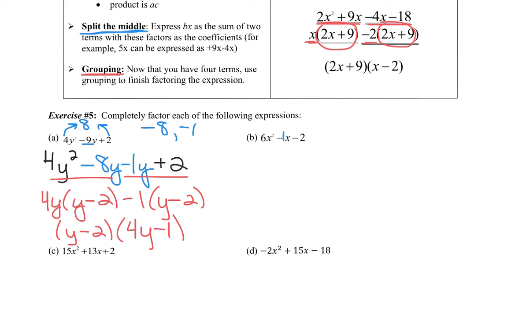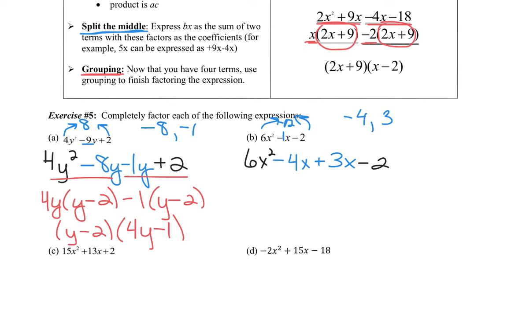So here I want numbers that multiply to negative 12 and add up to negative 1. So numbers that will work for that are negative 4 and positive 3. So now I'm going to split the middle. So I'm going to rewrite my negative 1x as negative 4x plus 3x. Once again, those can be in the opposite order. And then I'm going to bring down my 6x squared and my negative 2.